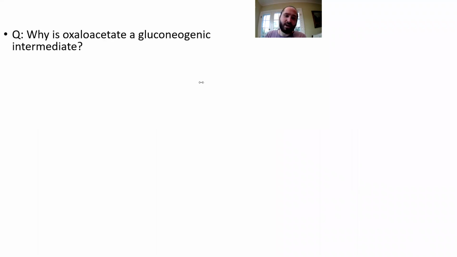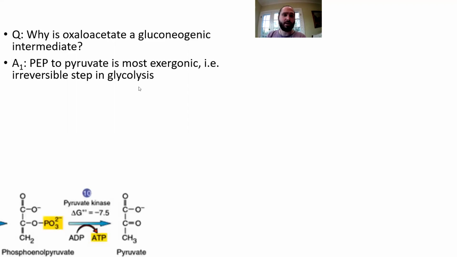Somebody asked me a week or two ago, why is oxaloacetate a gluconeogenic intermediate? As in, why don't we just figure out a different way to get pyruvate back into phosphoenolpyruvate, PEP? And I came up with sort of three different answers here.